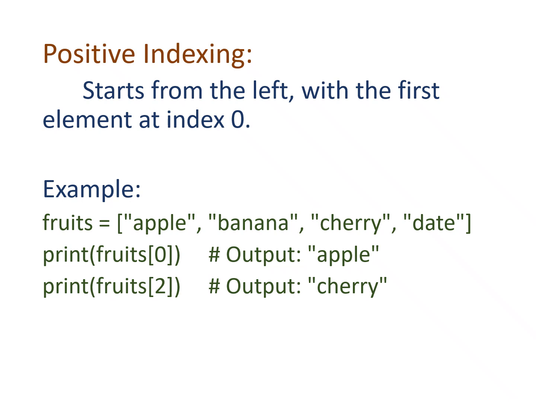This is the example for positive indexing. In this example, we take a list called fruits. In this list, we have four string values: first one apple, second one banana, third one cherry, and the fourth one date. With the help of index, we can print these values.